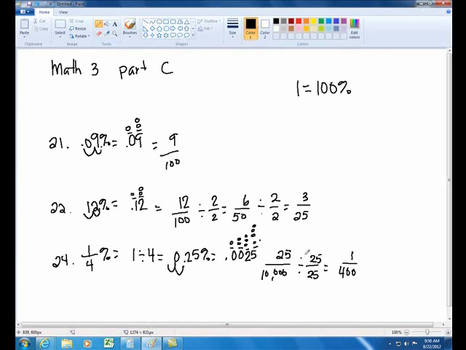If you didn't automatically know that 25 would go, you probably did recognize that 5 would go. So you could keep doing it by 5 until you eventually got to 1 over 400 as well.